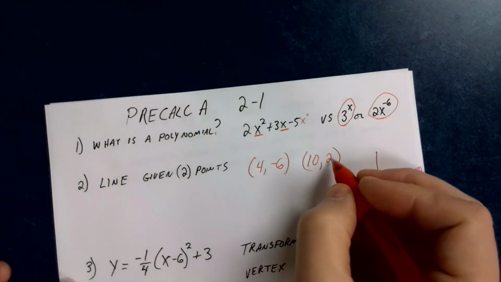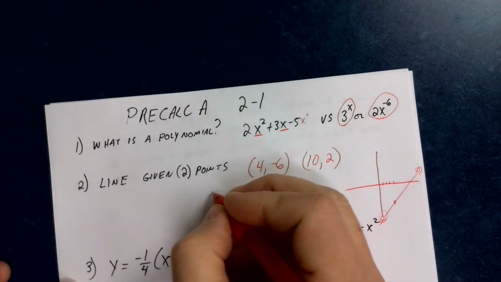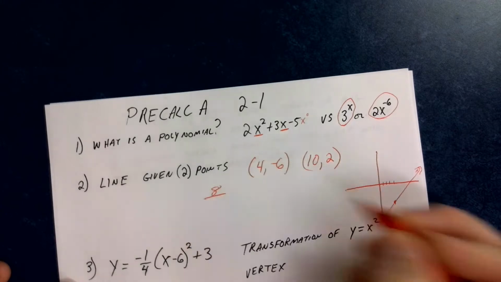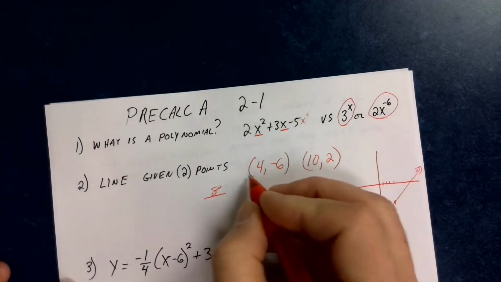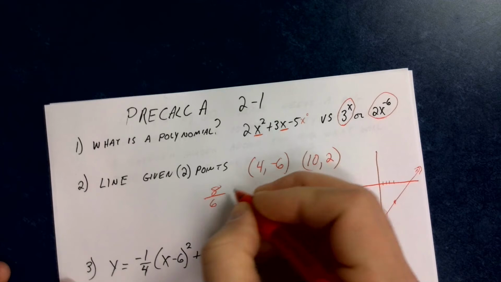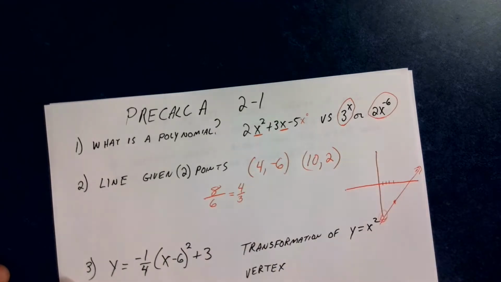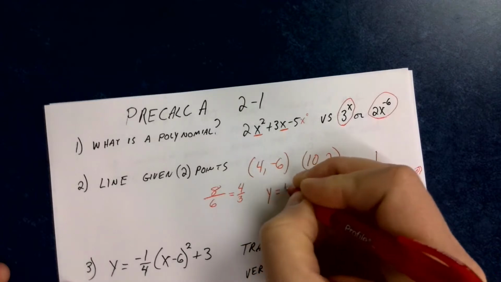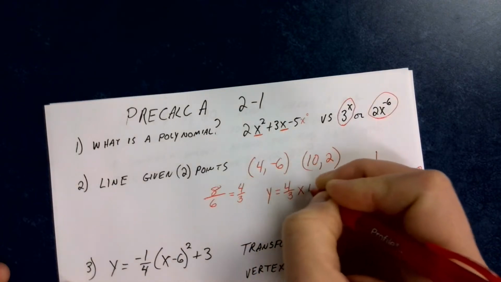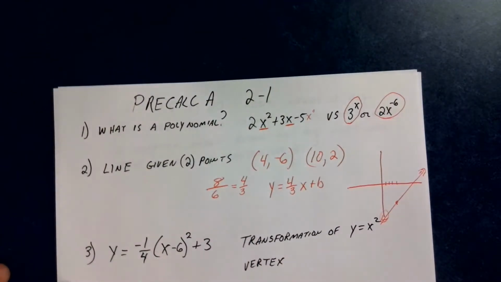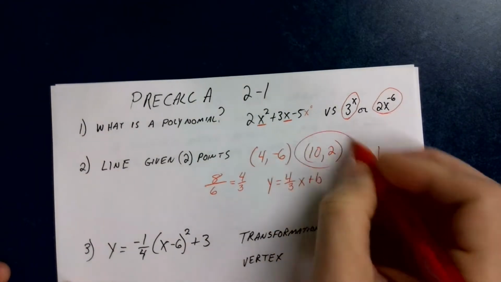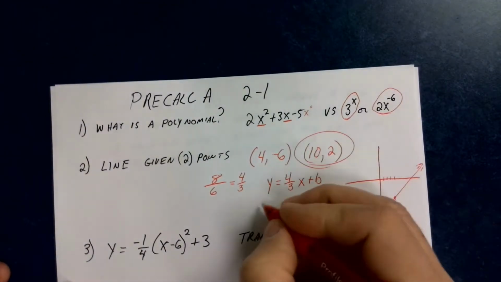So how do I get it? It's y minus y, so 2 minus negative 6 is 8 over 10 minus 4. 10 minus 4 is 6. So 8/6 or 4/3, whichever way I want to be able to write that. Therefore, I can then write y equals 4/3 x plus some y-intercept b. And then I can plug either one of these two things in. I'm going to use this one.